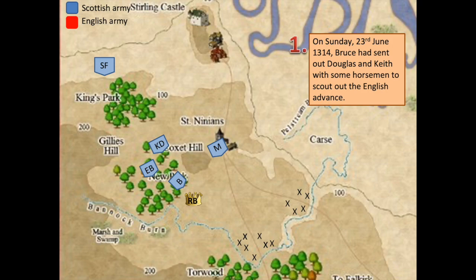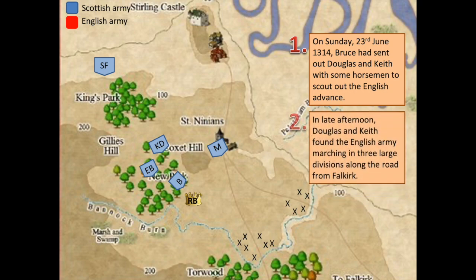So how does it start to unfold? The students of higher history might also want to take down notes of the different steps shown here of the battle, so they have a clear understanding in the diagram of what goes down. So on Sunday the 23rd of June 1314, Bruce had sent out Douglas and Keith with some horsemen to scout out the English advance. Where were the English?